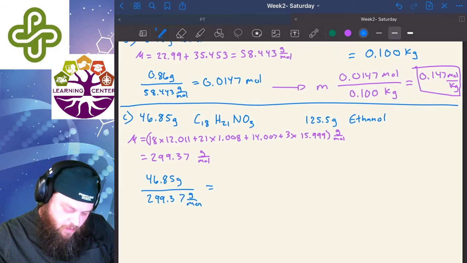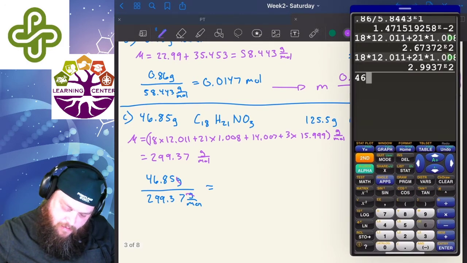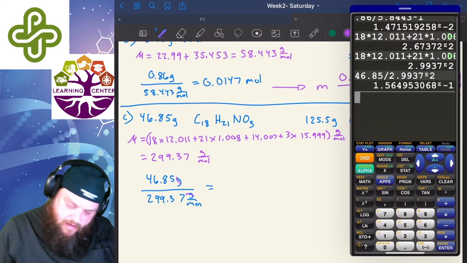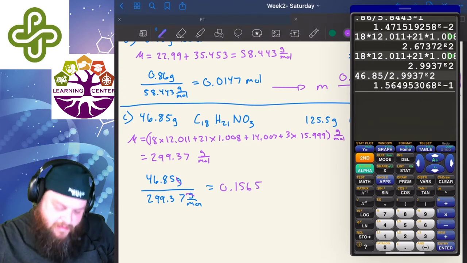Now we can cancel out, get our moles. That's 46.85 divided by this guy, which is going to be 0.1565. That's going to be in moles.